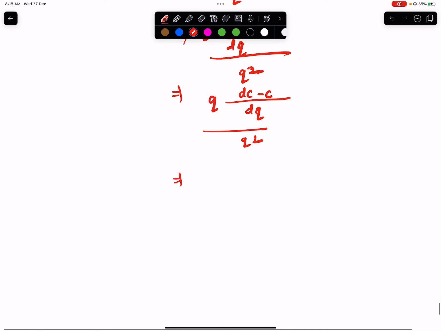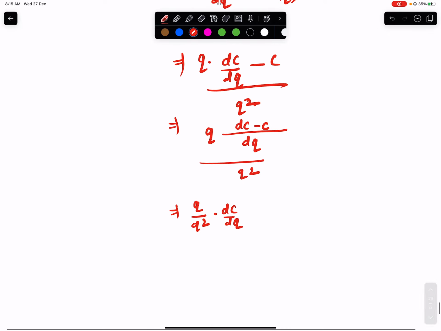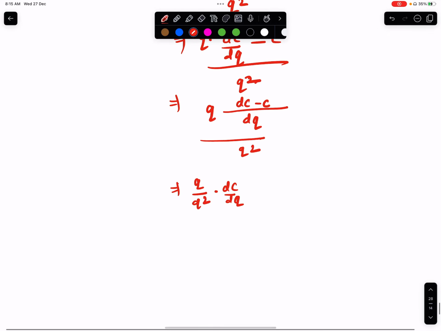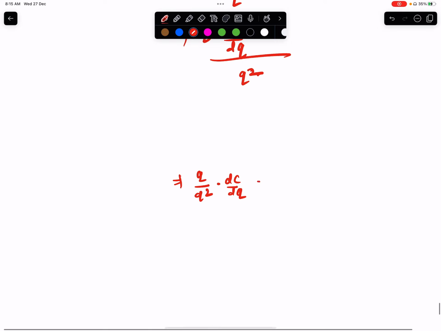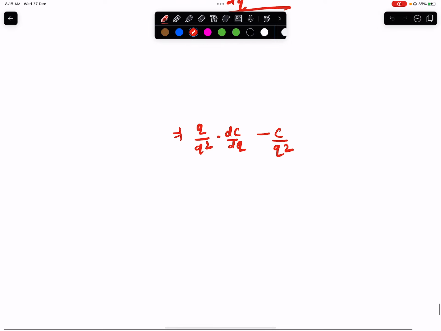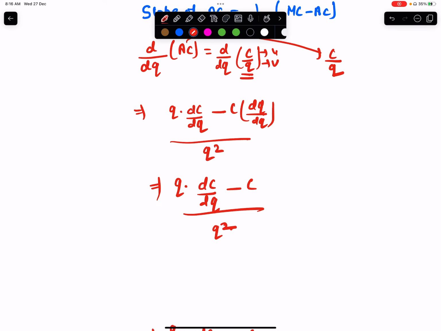So this will be what? Q by Q square into dc by dq. We can skip this step, this is wrong. Q into dc by dq minus C by Q square. So what is this? Q by Q square, we can write it as 1 by Q into dc by dq minus C by Q. Wait, one minute. This is Q into dc by dq minus C by Q square.